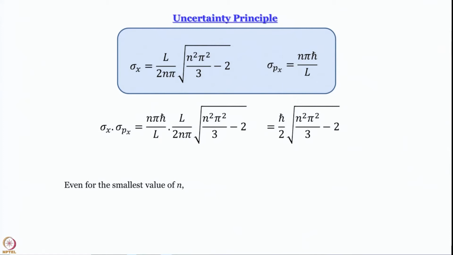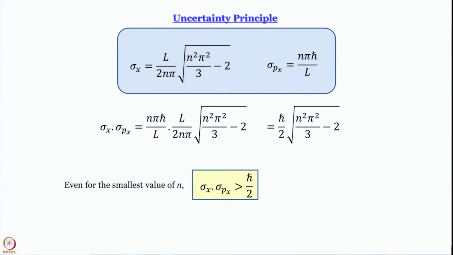Does that not prove that for any value of n, this product is always going to be greater than h cross by 2? You see, in this expression h cross by 2 is multiplied by this quantity under the square root, which we have shown is always more than 1.